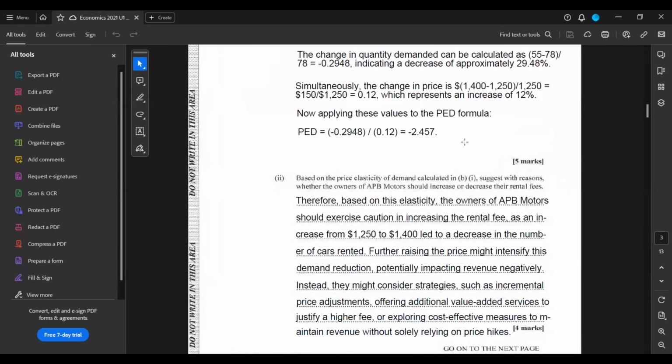Instead, they might consider strategies such as incremental price adjustments, offering additional value-added services to justify a higher fee, or exploring cost-effective measures to maintain revenue without solely relying on price hikes.